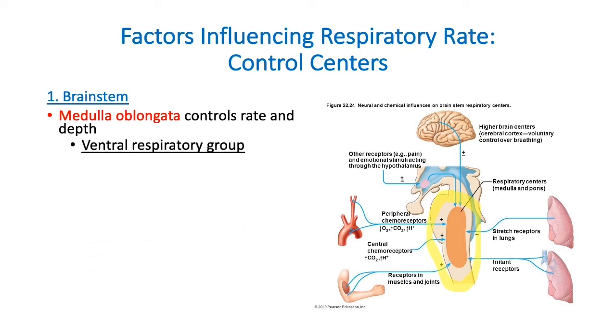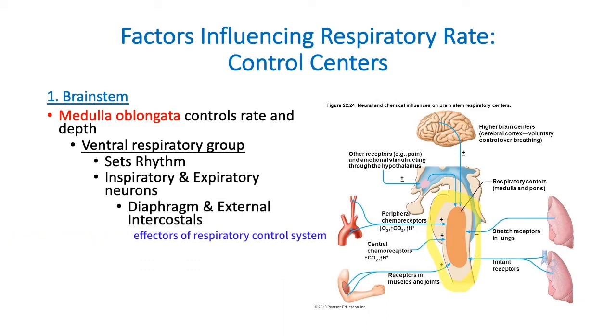There are two groups of neurons, the ventral respiratory group and the dorsal respiratory group. The ventral respiratory group sets the rhythm of your breathing, how fast you're breathing, and how deep you're breathing. And it consists of two groups of neurons: inspiratory neurons, which are going to stimulate inspiration, and expiratory neurons that will inhibit inspiration and bring about expiration.